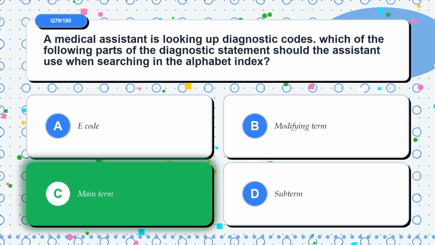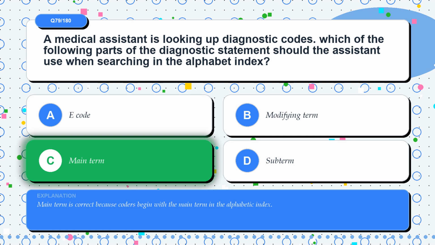The correct answer is option C. Main term. Main term is correct because coders begin with the main term in the alphabetic index.